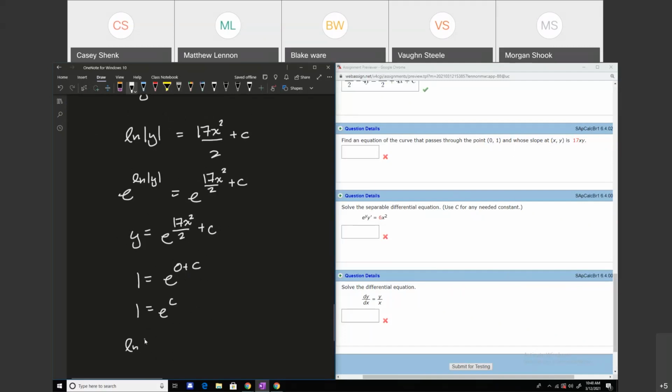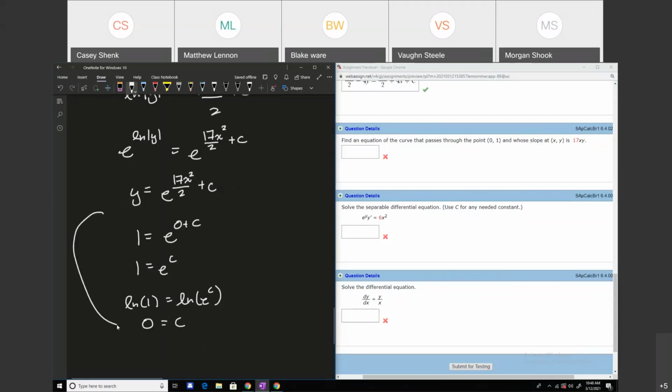So the natural log of 1 is equal to the natural log of e to the c, which tells me natural log of 1 is 0, so 0 is equal to c. So that means if you plug this back in up here, we actually just get y is equal to e to the 17x squared over 2. So this is our curve. So that should be it for number 8.